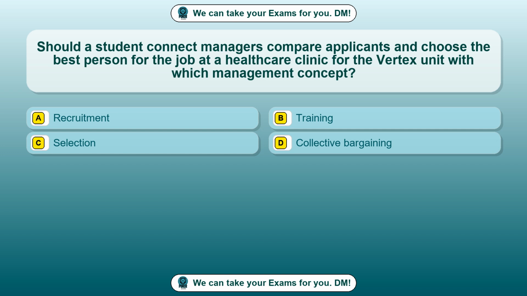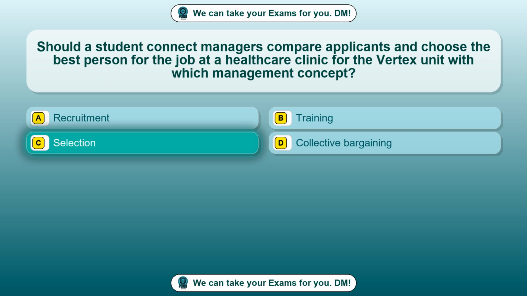Question 57. Should a student connect managers comparing applicants and choosing the best person for the job at a healthcare clinic for the Vertex unit with which management concept? Option A, recruitment. Option B, training. Option C, selection. Option D, collective bargaining. The correct answer is option C, selection.